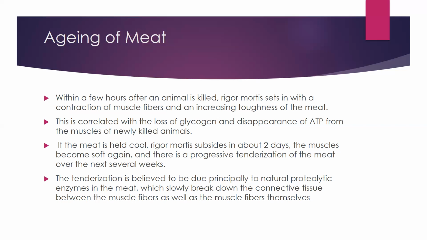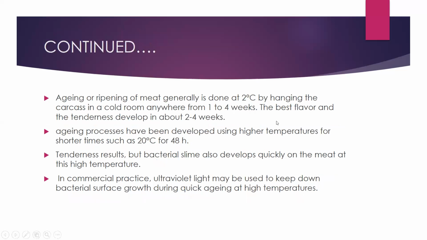The tenderization is believed to be due to natural proteolytic enzymes in the meat, which break down the connective tissue between the muscle fibers as well as the muscle fibers themselves. Aging or ripening is usually done at 2 degrees Celsius by hanging the carcasses in a cold room for 1 to 4 weeks. And the best flavor and tenderness usually develops in about 2 to 4 weeks.